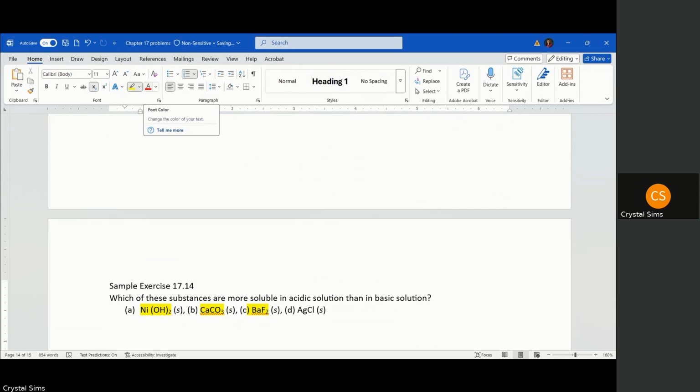So the key thing to take away here is to look at your anion. Is it a base or is it a conjugate base of a weak acid? If so, then the substances are going to be more soluble in an acidic solution. If your anion is the conjugate base of a strong acid, then no, it's not going to have an effect.